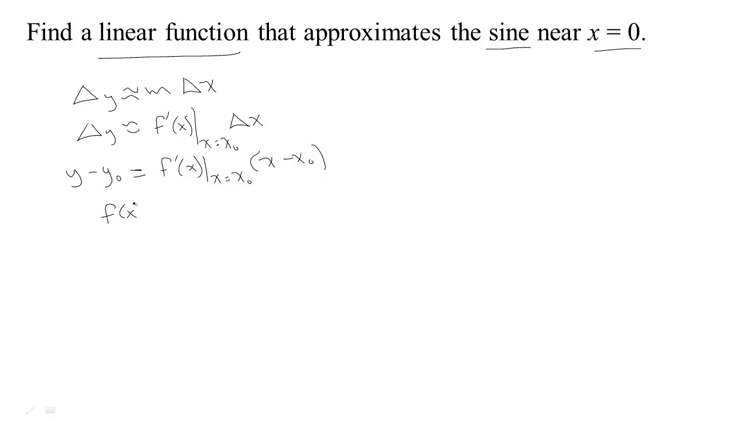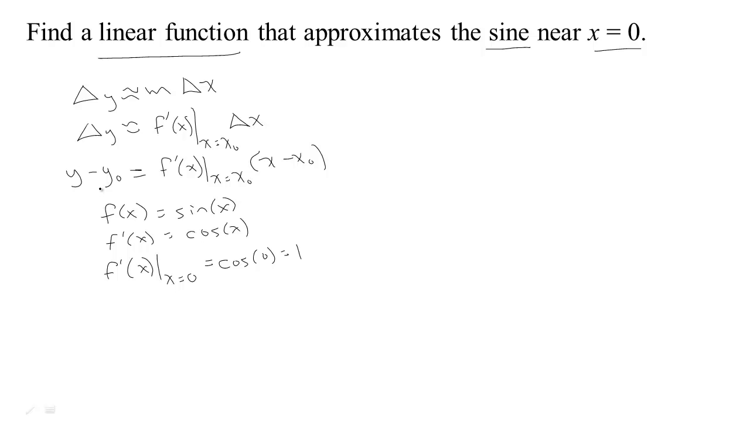Now, in our particular case, the function is the sine of x. So the derivative is the cosine. And the derivative at our particular value, in this case x naught is 0, so that would be the cosine of 0, which is 1.